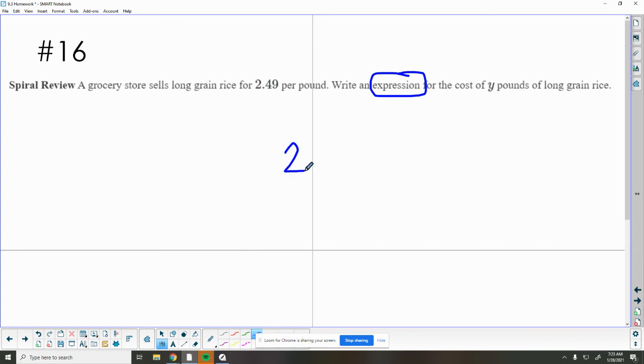So whatever I'm doing, I'm taking $2.49. There's my coefficient, and I'm multiplying it by Y. We don't need to keep going with the equation because it asks for an expression. This is just the part of the problem that will help us solve for the answer, but it's not asking for the answer. If I knew how many pounds of rice I wanted, I would use this expression to find my equation and the answer.